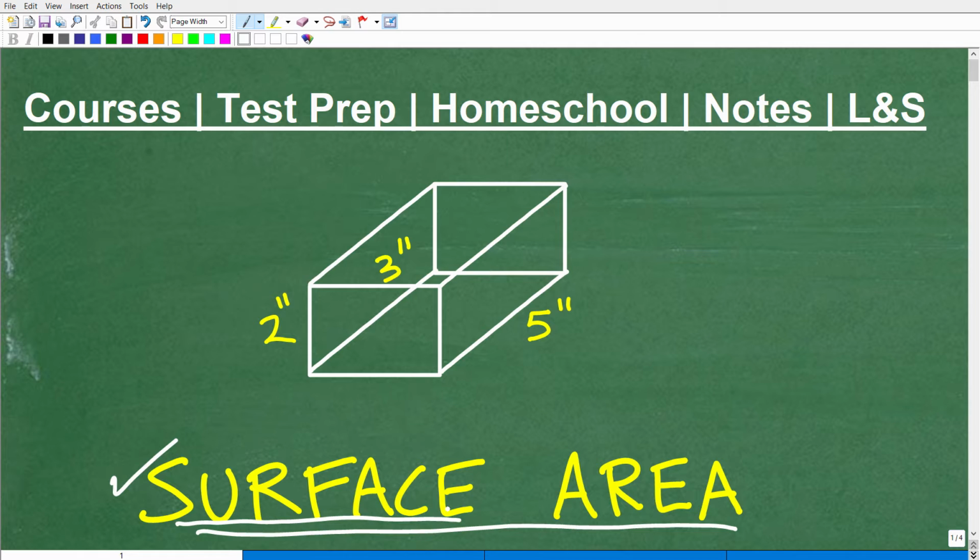But if you think you could do this problem, go ahead and put your answer into the comment section. I'm going to show you the correct solution here in a moment, and then we'll walk through step by step on how to calculate the surface area. And of course, we'll review exactly what the surface area is.